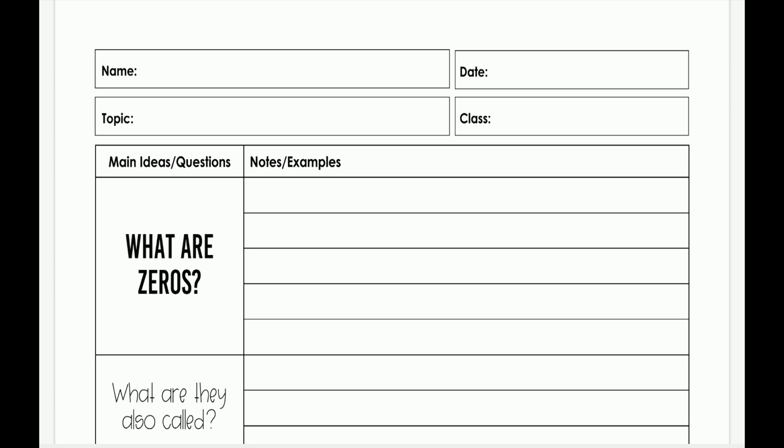So today we're going to be talking about zeros of functions. So in other words, you might be asking the question, well, what are zeros? Graphically, zeros are the points at which the graph crosses or intersects the x-axis.